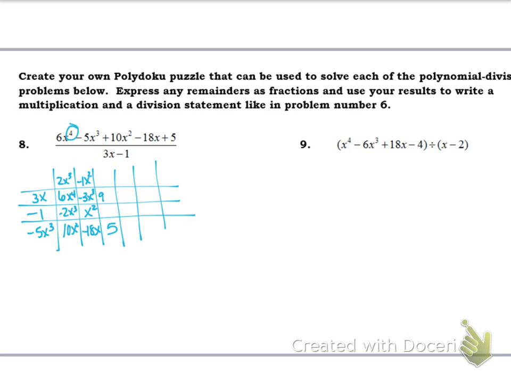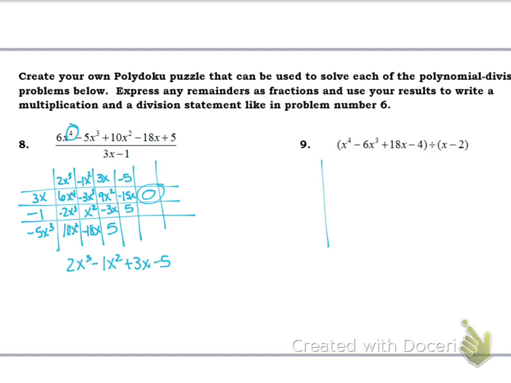So I'm going to need a 9x squared to get it to that 10x squared. So I need to multiply that by 3x. And then this gets me a negative 3x, which I have to add negative 15x to get. Which then I have to multiply by negative 5 to get 5. And since I don't need anything out here to get me that 5, I shouldn't have a remainder. So my answer is going to be that top. So 2x cubed minus 1x squared plus 3x minus 5.